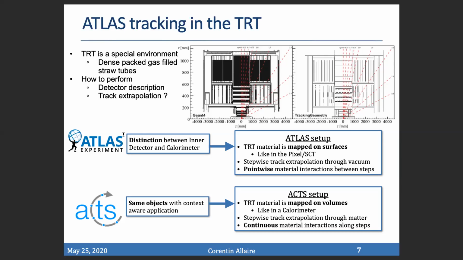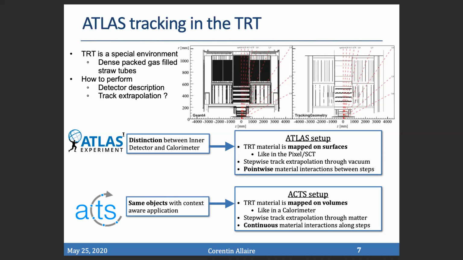So the current Atlas approach is to implement it in the same fashion as the rest of the inner detector. All the TRT materials that you can see here on the top left as those big black squares are mapped onto different surfaces, like for the pixel and the SCT. And you then do a stepwise track extrapolation that goes through vacuum, and then a pointwise material interaction at each step when you find a new surface.